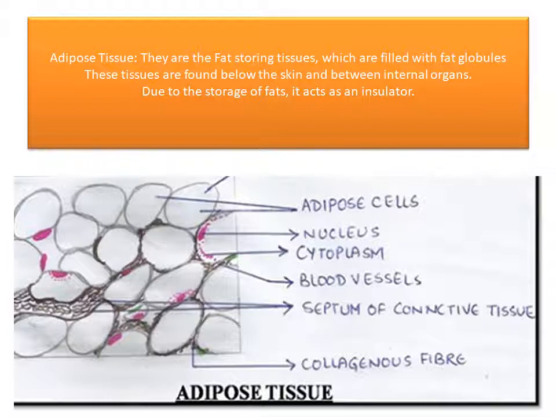These tissues are found below the skin, between the internal organs. They act as a wall around the visceral organs. They provide protection to the visceral organs because they give a cushioning effect to our internal organs, and due to the storage of fat it also acts as an insulator. You must be knowing what an insulator is. An insulator does not allow the excess of heat to pass through it, so the heat of the body is conserved.